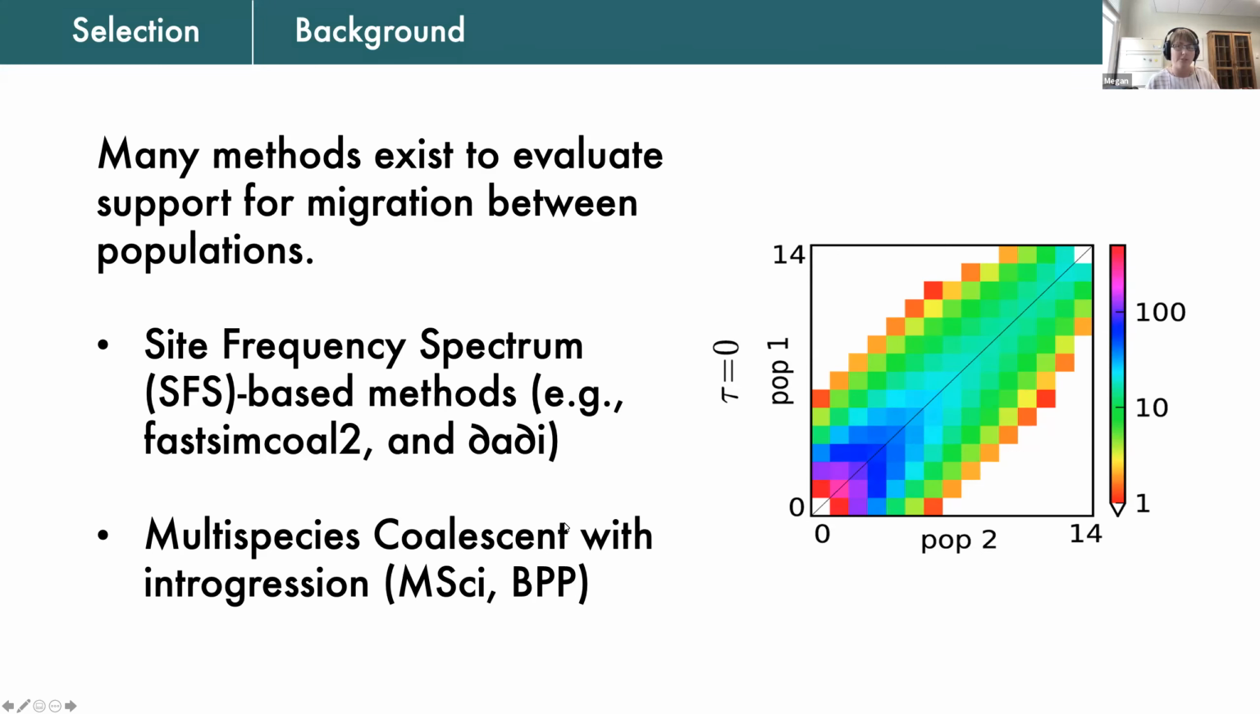There are also methods that use our sequence data directly and more effectively use all of our data. And these include methods like BPP and its implementation of the multi-species coalescent with introgression. And I'll talk a little bit more about these methods as we go, but the basics here are that these methods allow us to ask whether or not migration happened between closely related populations.